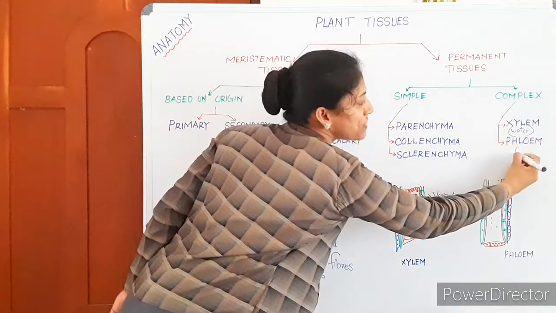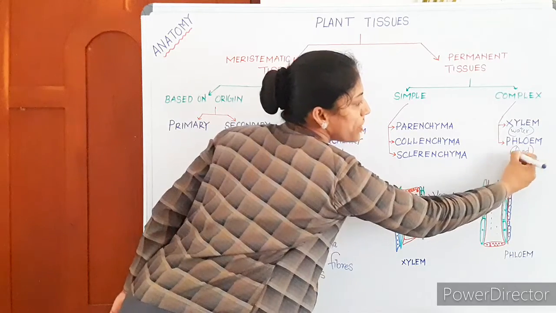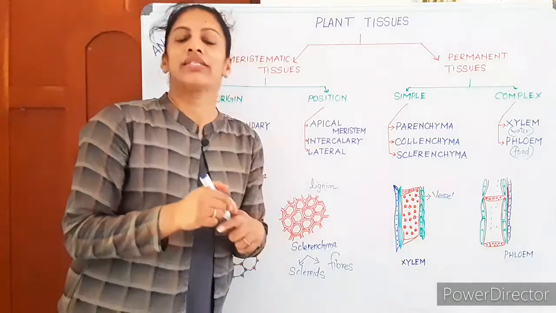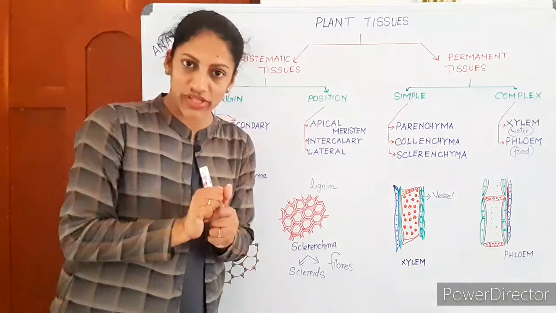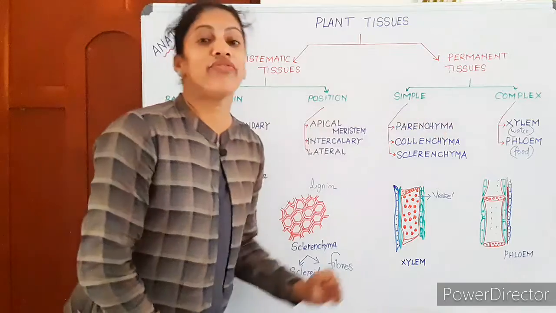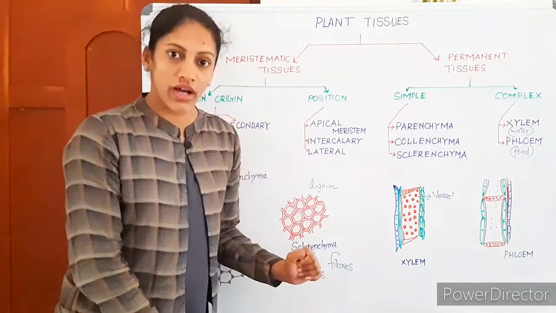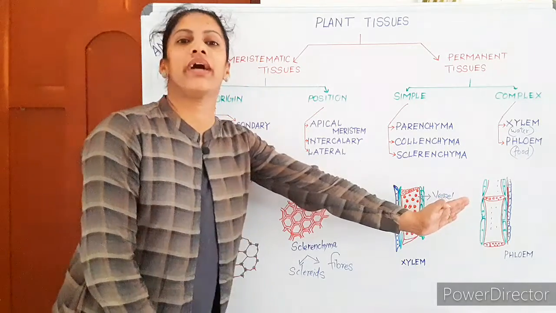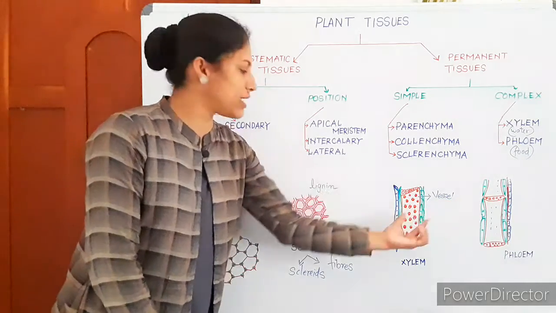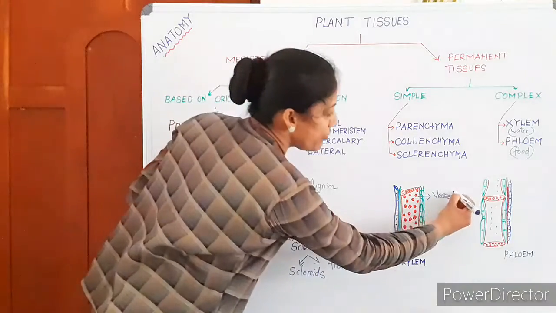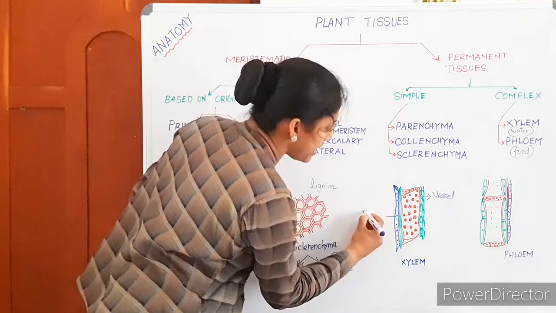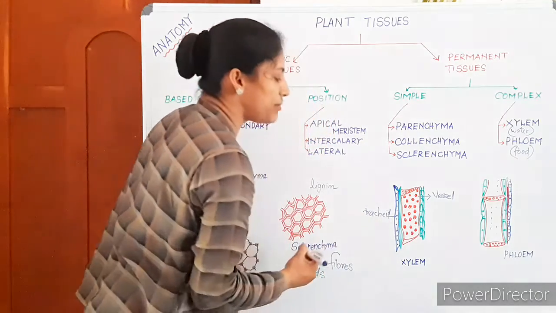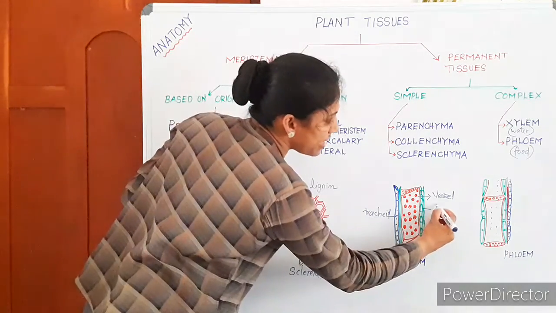Okay, phloem helps in the transport of nutrients, prepared food. Anyway, these two are conducting tissue. Xylem helps in the transport of water, you have studied earlier. Then phloem helps in the transport of nutrients. Anyway, xylem and phloem are complex because they are composed of different types of cells. Xylem is composed of xylem vessel and this tissue is xylem trachea. Remember? This cell is xylem trachea and these are xylem parenchyma.